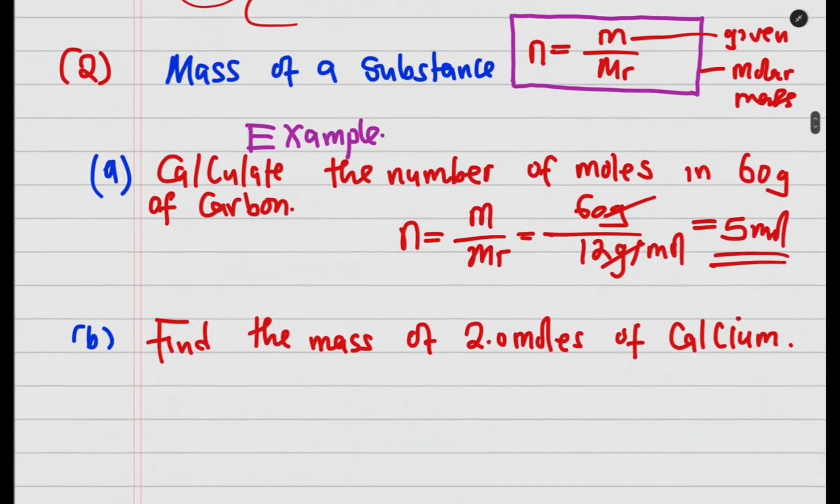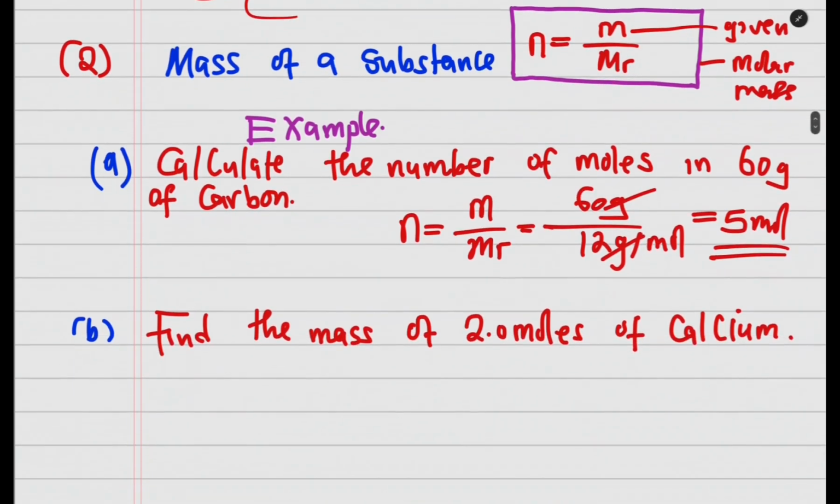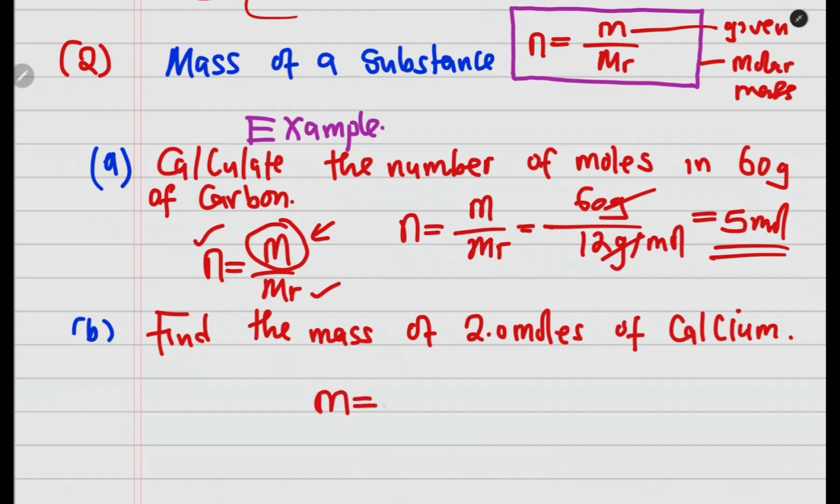Then the second part, if you look at the formula, number of moles is equal to given mass over molar mass. So here you can also find the mass. You can also be asked to find the mass given the number of moles and you know the element or the compound being mentioned here. So you can find its molar mass and multiply them. So to find the mass, mass is equal to number of moles multiplied by the molar mass.